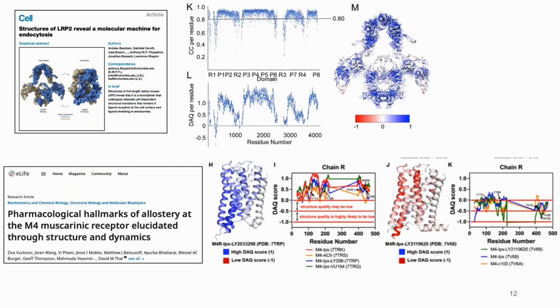The DAQ score paper was released last year, and some experimental groups have already used it to evaluate their models. This is one of those papers. They solved this new EM map, and to confirm the accuracy or reliability of the atomic model, they plotted the local cross correlation values and also the DAQ score. In this case, the local correlation is better than 1.0.